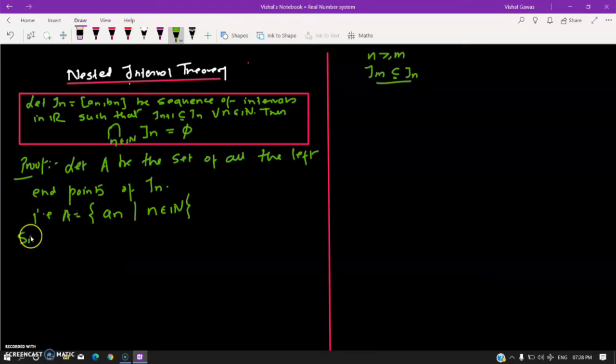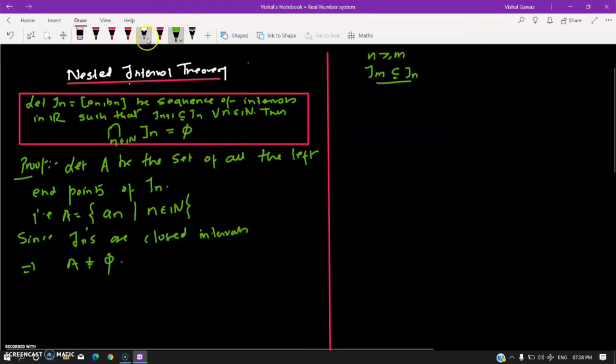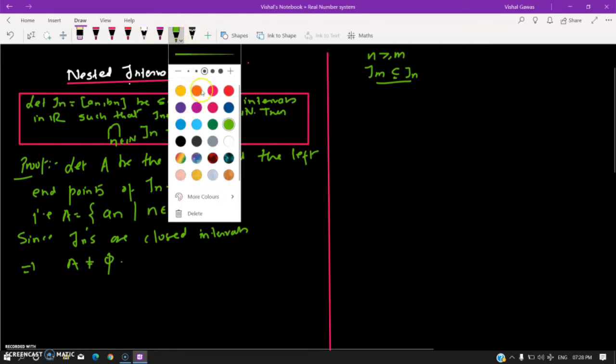Since Jn's are closed intervals, this would imply that A is always non-empty, isn't it? All right, let's change the pen.